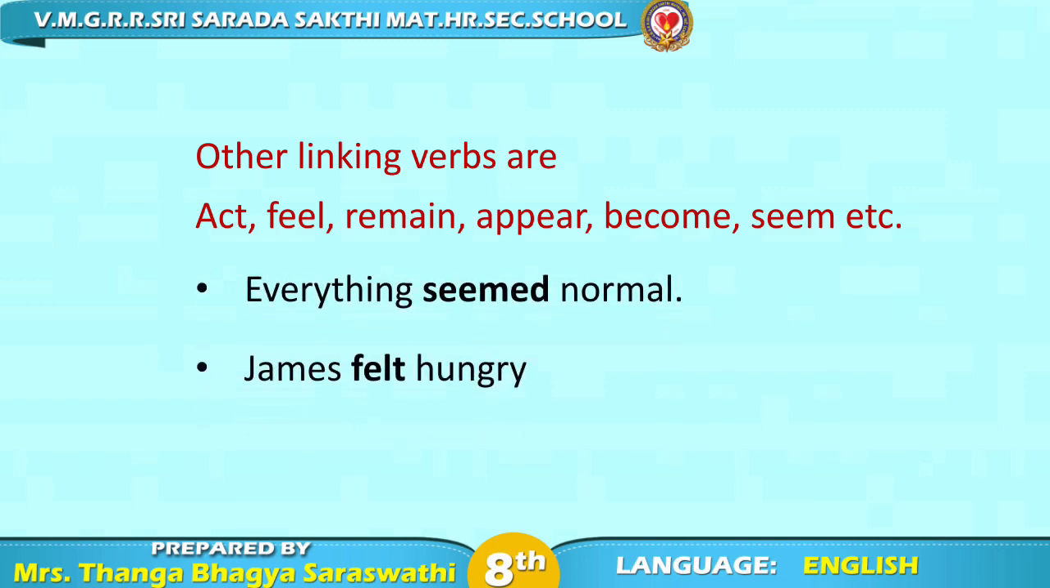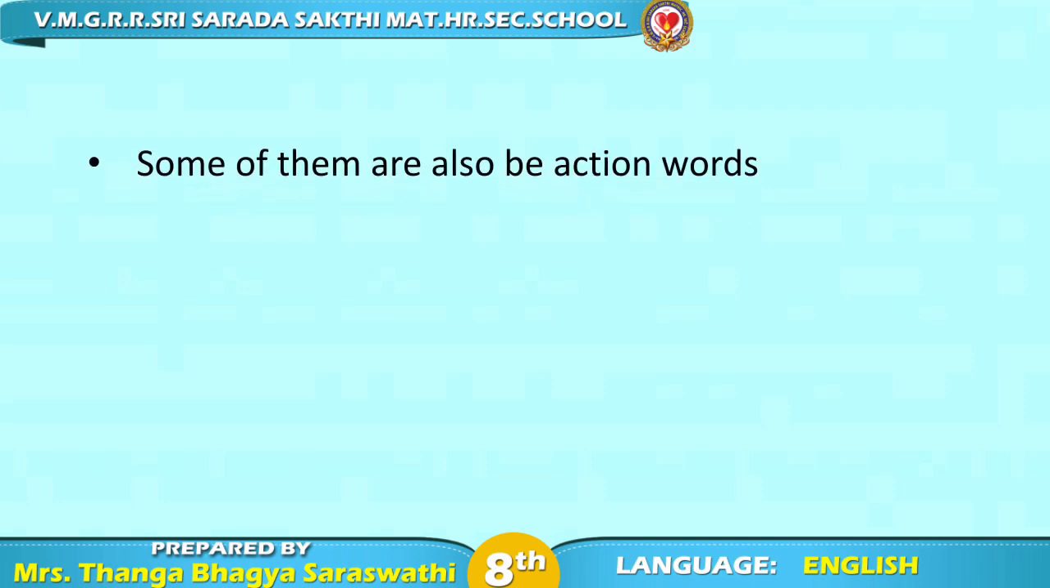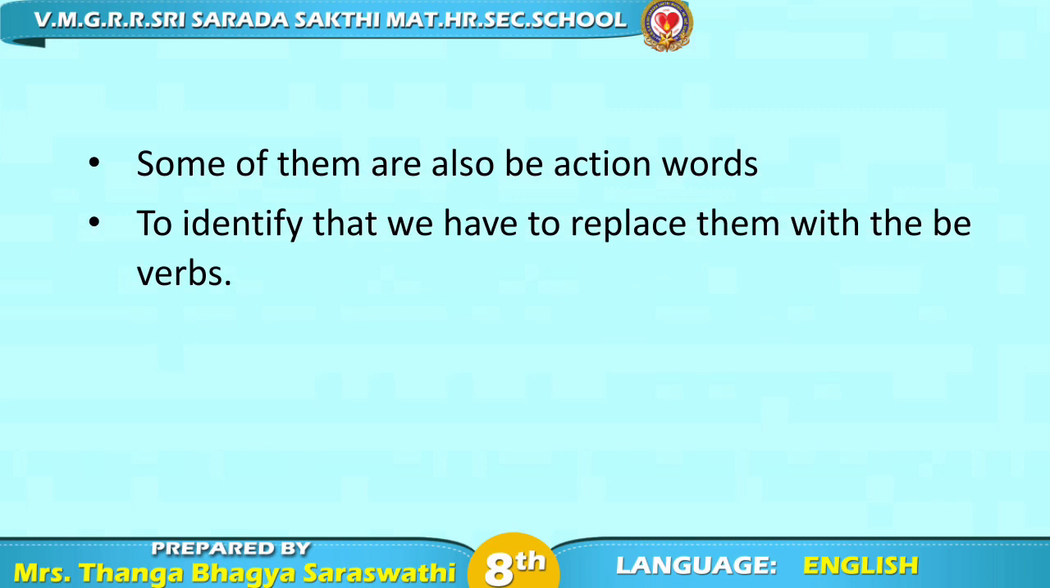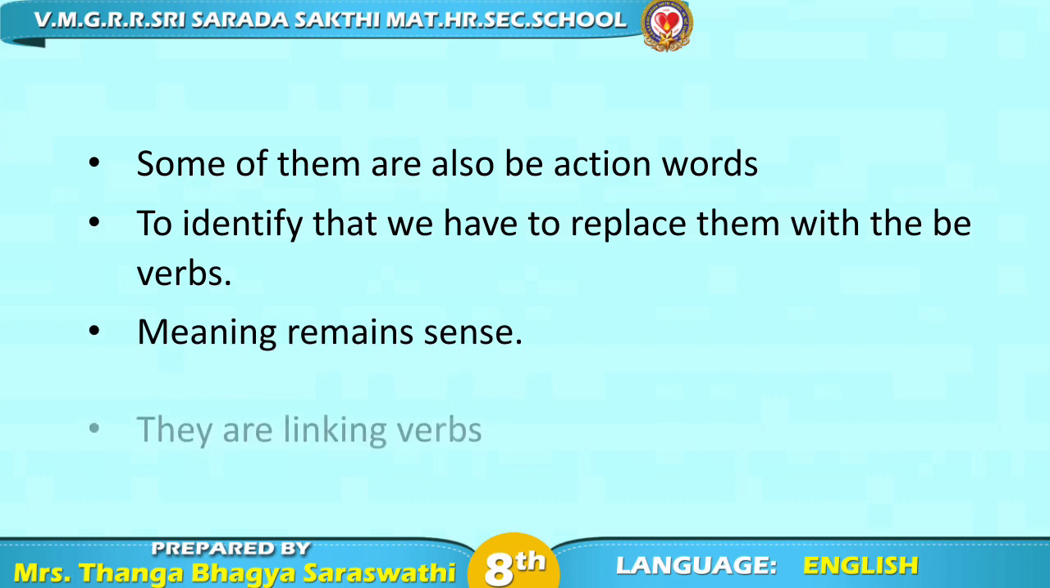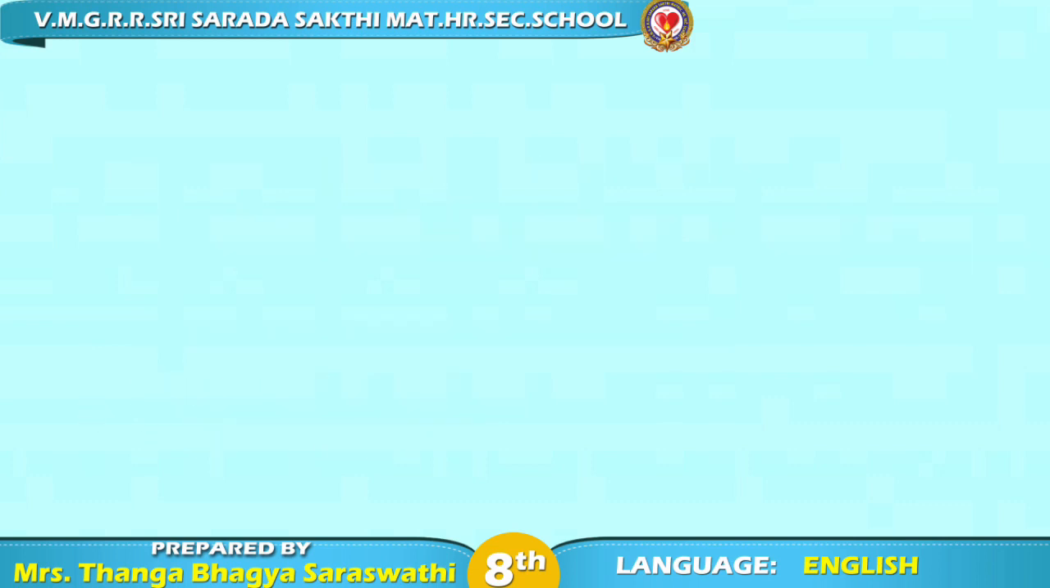Why are they called other linking verbs? Everything seemed normal. James felt hungry. These are examples for linking verbs, and some of them can also be action words. To identify that, we have to replace them with the be verbs. Yes, we have to replace the linking verbs with the be verbs. If the meaning remains the same, then they are called linking verbs.